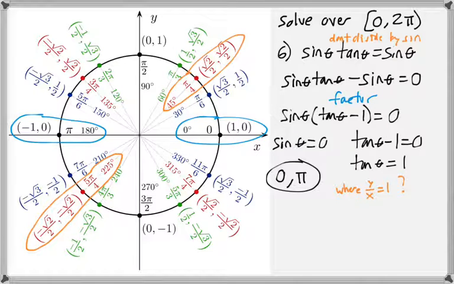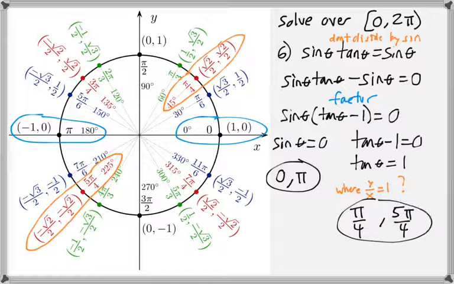So square root of 2 over 2 over square root of 2 over 2, and then the negatives of that. So pi over 4 and 5 pi over 4. So these would be your four answers: 0, pi, pi over 4, and 5 pi over 4.